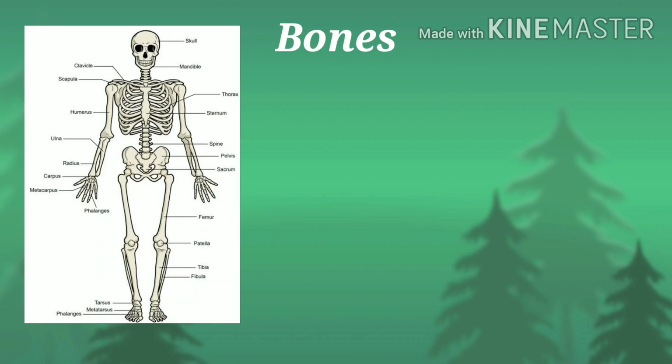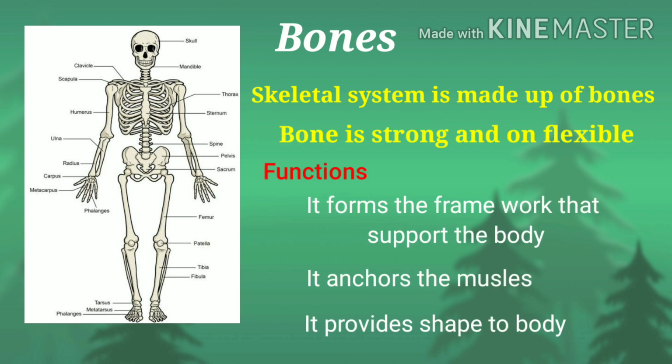The next connective tissue is bone. You know what bone is, right? Bone is a part of our skeletal system. Our skeletal system is made up of bone. There are different types of bones in our skeletal system. Let us have a discussion about the bones.